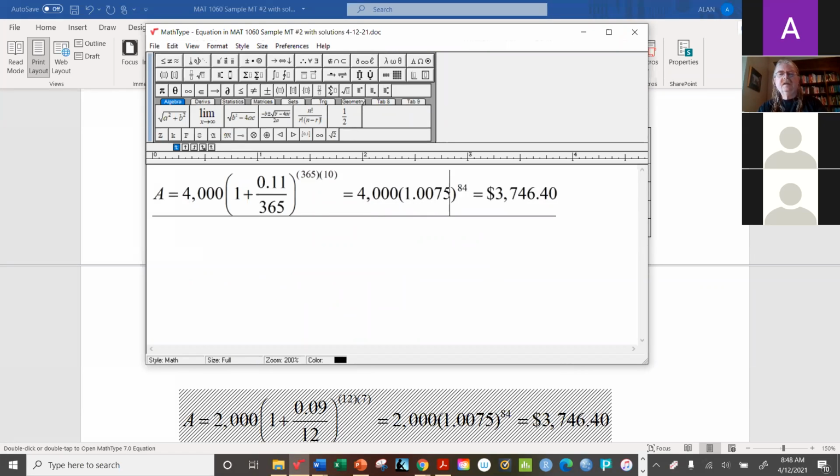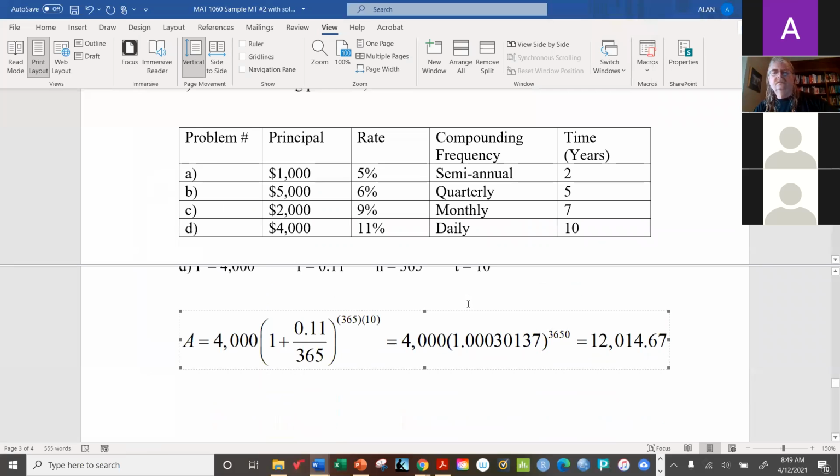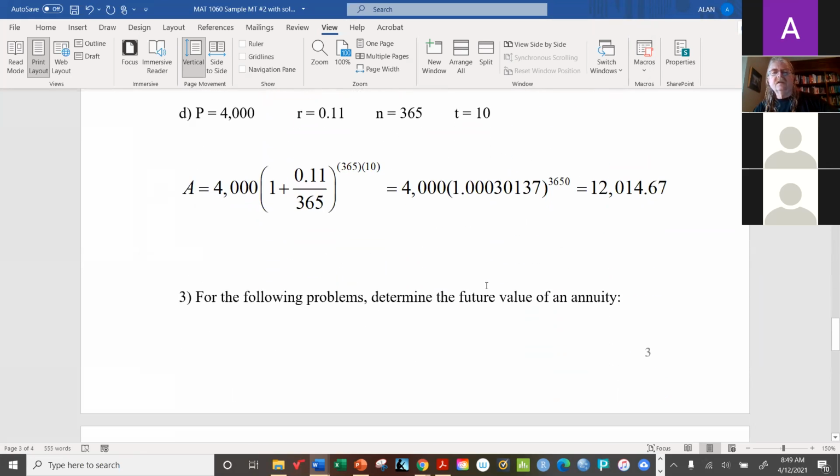All right, so this number here will be very small. Three zeros followed by 30137. And then the exponent is actually 3650. Wow, that's a big exponent. Let's see what that turns into. $12,014.67. Okay, so that one's done.